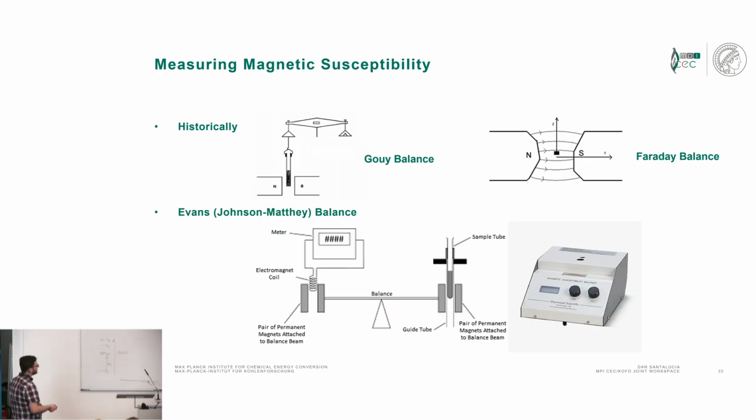More modern, and some labs have this, are what are called Evans or Johnson-Matthey balances. It's essentially a similar idea, right? You just have a sample tube that goes in between a pair of permanent magnets that has some effect on some balance, and then there's another pair of magnets and some pickup coil, and then you have a calibrated reading of the change of the current in that wire, and that tells you, okay, you have this many Bohr magnetons. It's quite simple and rudimentary.